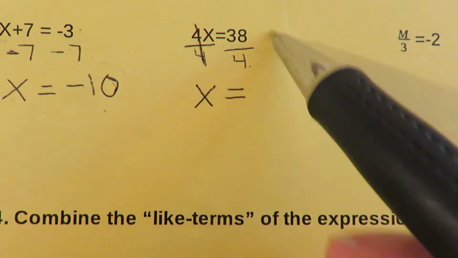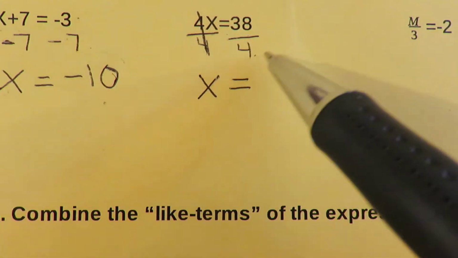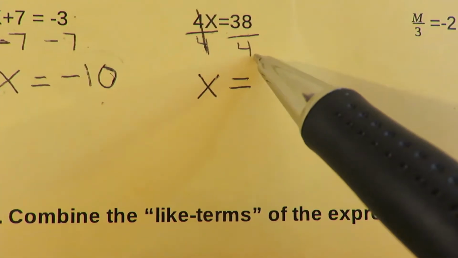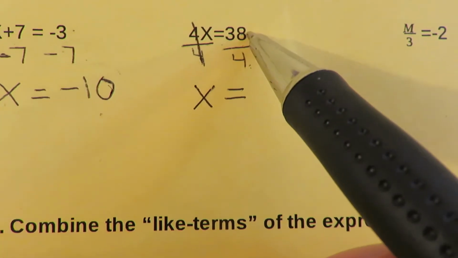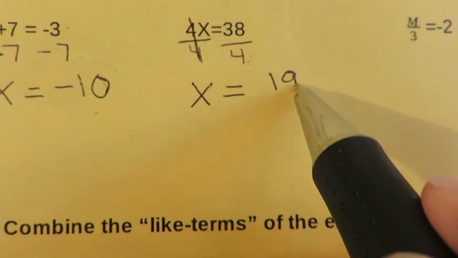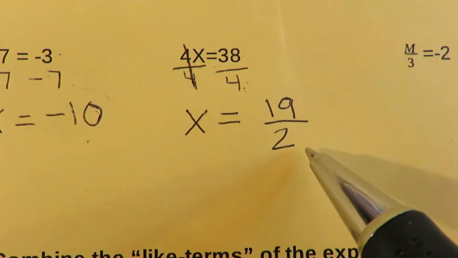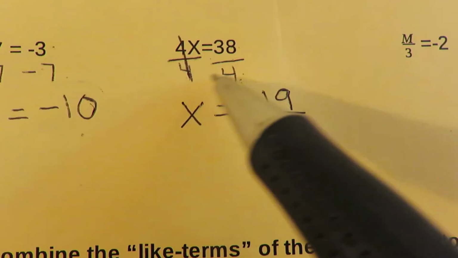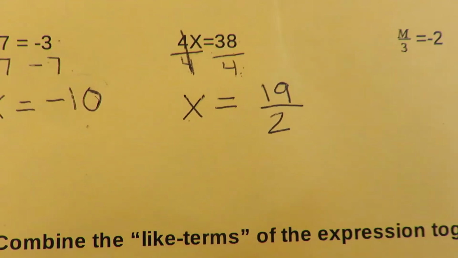Now if I put that into my calculator, I'm going to get a decimal. Remember, if it's going to be a decimal number and not a whole number, you can leave it as a fraction, but make sure that you simplify that fraction. So I can divide 38 and 4 both by 2, which means that I will get 19 over 2. If you want to put that into a mixed fraction as well, you can, but this is fine for your answer of what x equals.